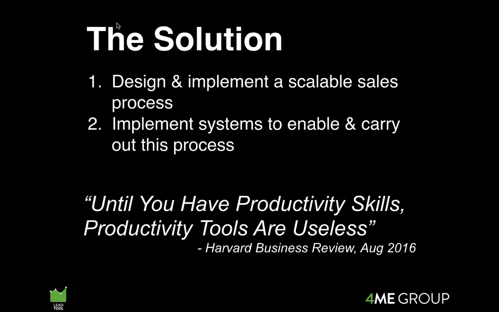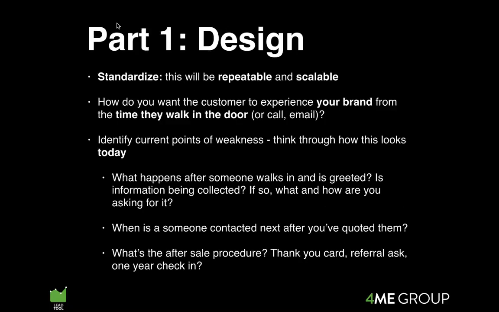And from there, you want to implement systems to enable and carry out this process, right? And you can have all the productivity tools in the world, but if you don't have the skills first, it's just not going to happen. And that comes back to top-down leadership, top-down ownership of what's happening across the board. So from there is designing it, right? So standardize your process, make it repeatable and scalable.